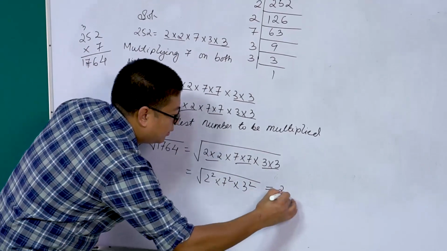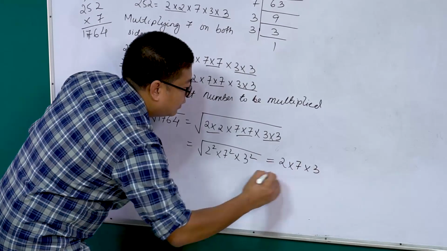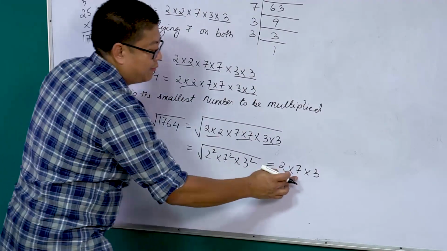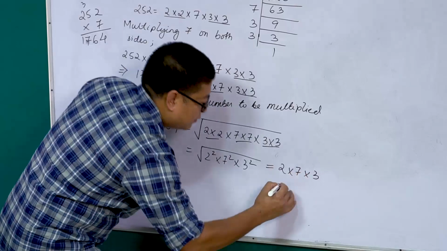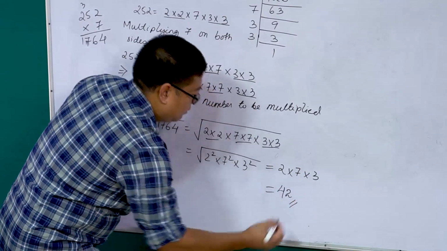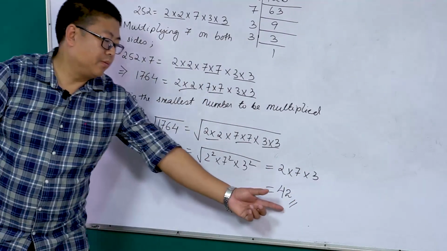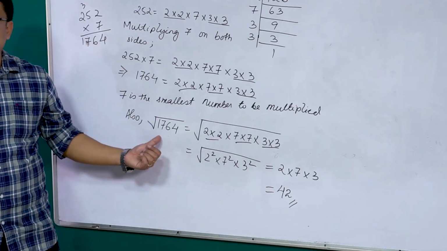This is nothing but 2 square, 7 square, 3 square. Take all common, you get 2, 7, 3. So your final answer is 2 into 7, 14. 2 into 3, 6, 6. So 42 is the square root of 1764.